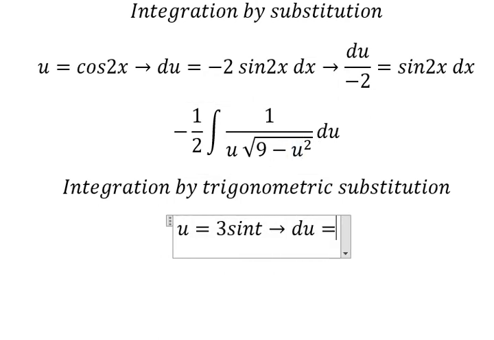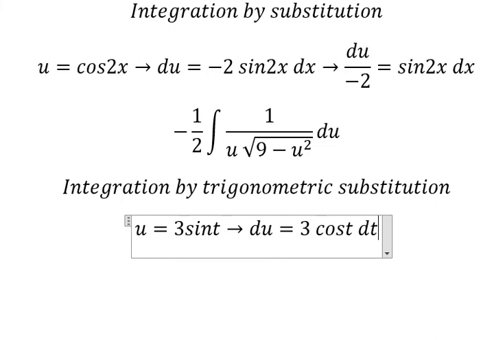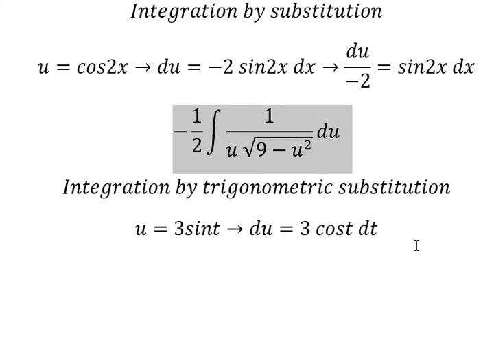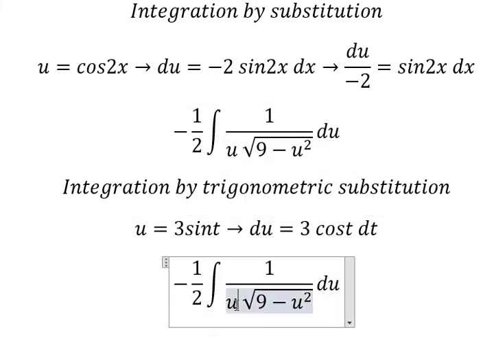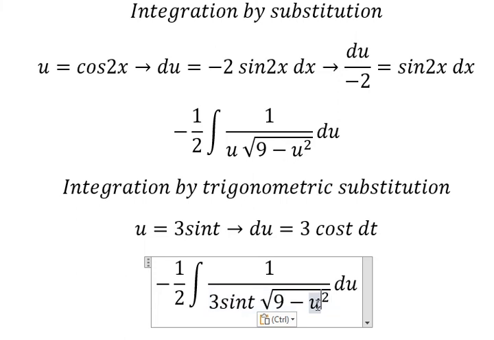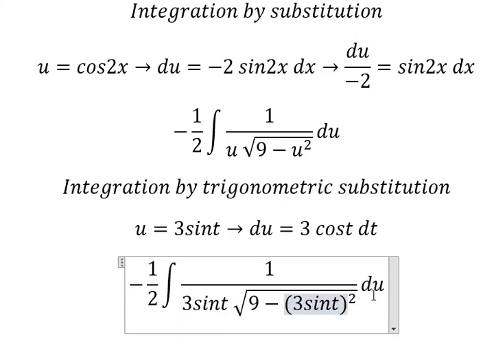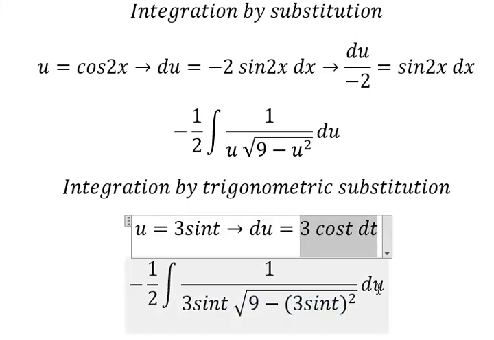So du, we have 3 cosine t dt. First, the derivative of sine t, we have cosine t. So I will put this one going here and here. Du we change by this one.